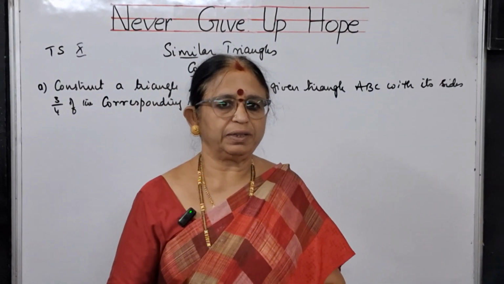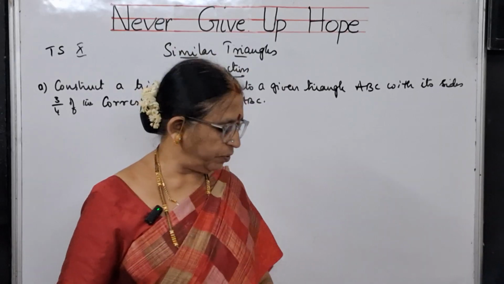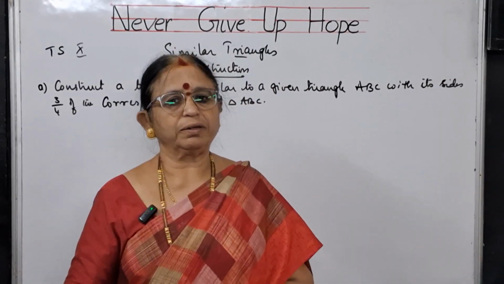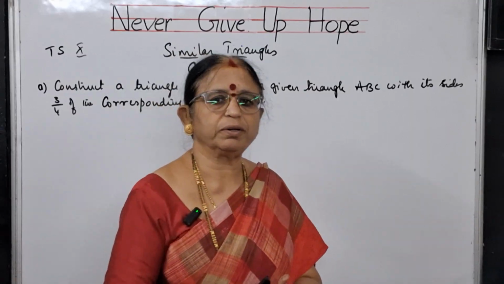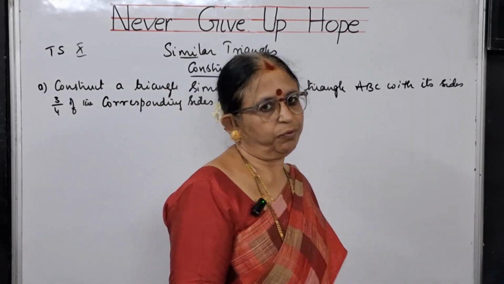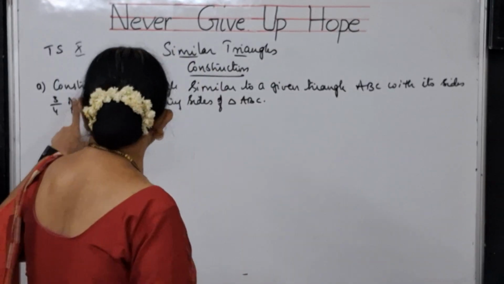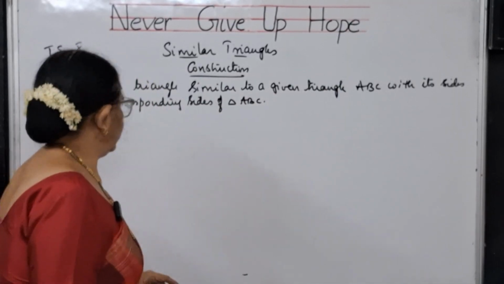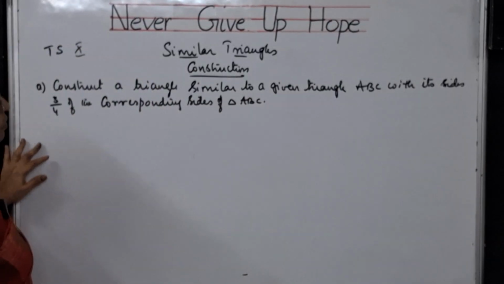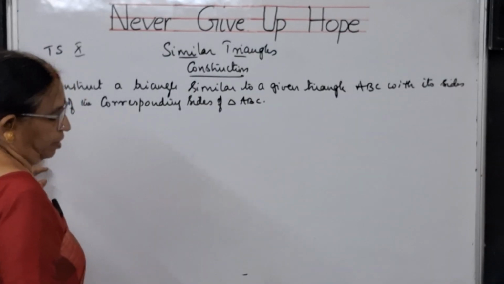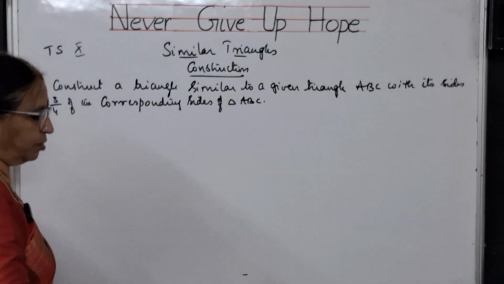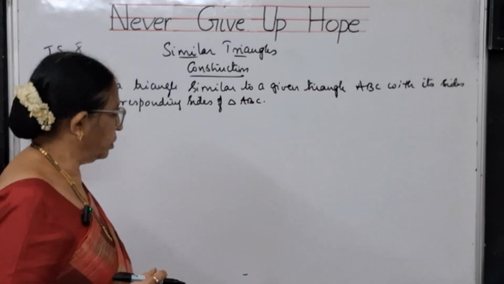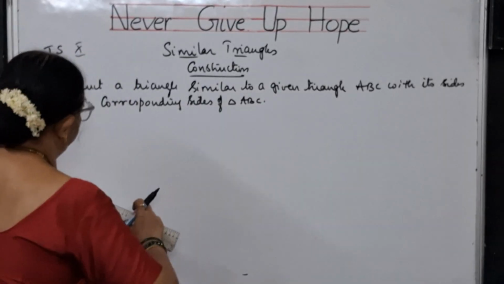I am dealing with the 10th class maths, similar triangles. In this, now we are going to do the construction part given in your textbook. That is A part. What is that they have given? Construct a triangle similar to a given triangle ABC with its sides 3 by 4 of the corresponding sides of ABC. Whatever are the sides of ABC, 3 by 4 of it you have to do the construction. So, how has it to be done?